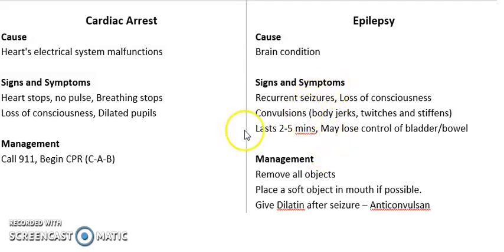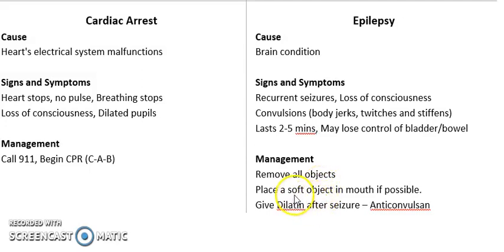The grand mal, which is the most common one, will last longer, 2 to 5 minutes. There will be some body jerks and twitches and stiffness. They might even lose control of bladder or bowel movement. So we have to understand that once this happens, we have to remove all the sharp objects or anything that we're putting inside the patient's mouth or around the patient in the dental chair. So just clear things up, remove any sharp instruments, and let them go through the seizure.